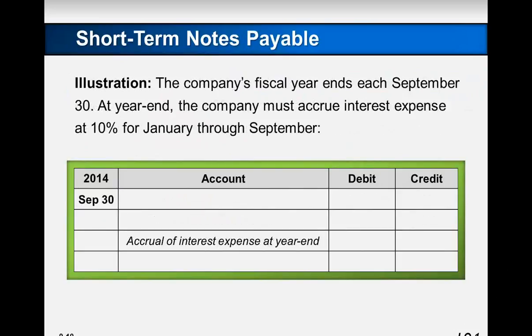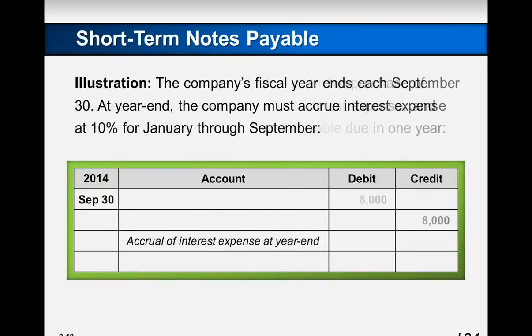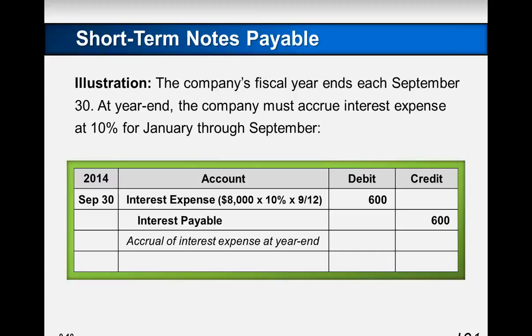If at the company's fiscal year end, on September 30th, the company must accrue interest expense on the note that it had recorded starting in January. They have 10%. Their note was $8,000. So we would take $8,000 times 10% times 9 months, because January through September is 9 months, and divide that number by 12. And that would give us $600 interest expense to accrue.